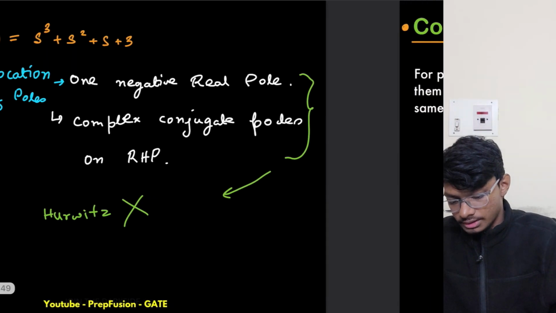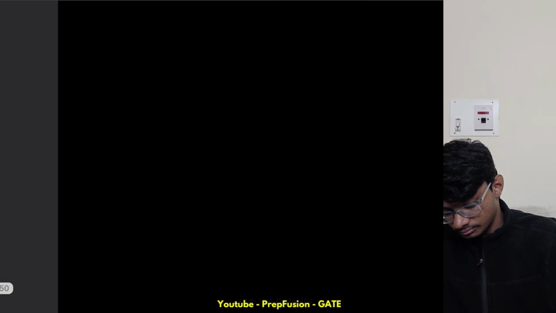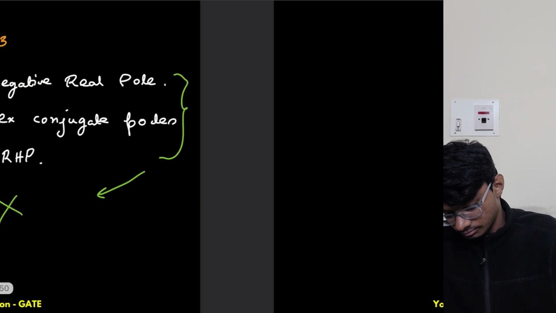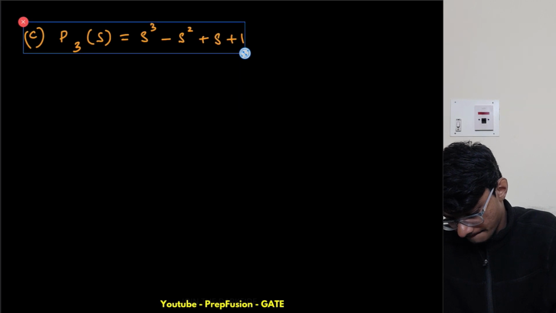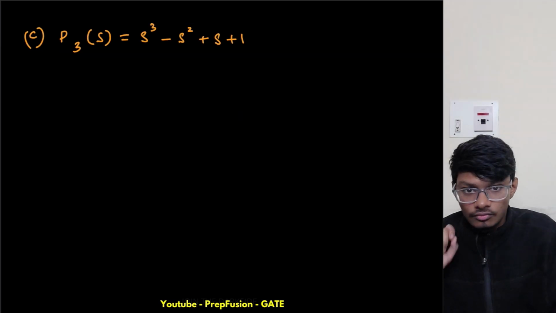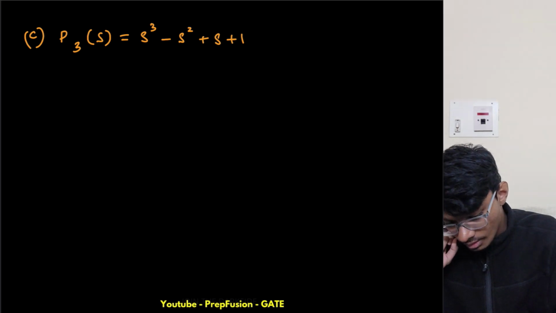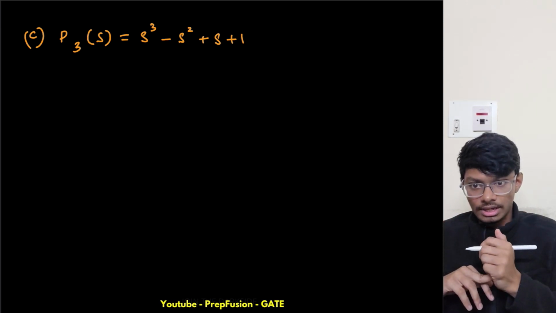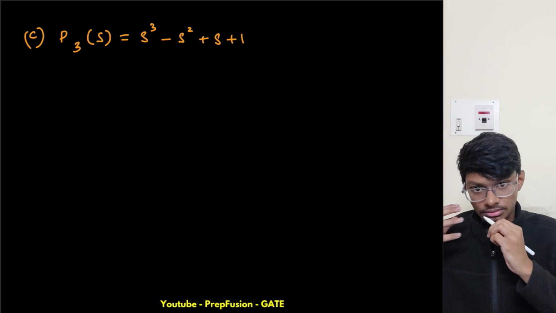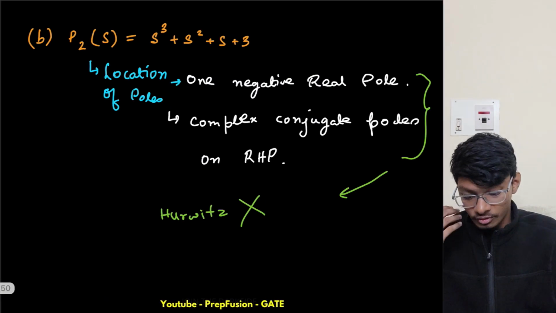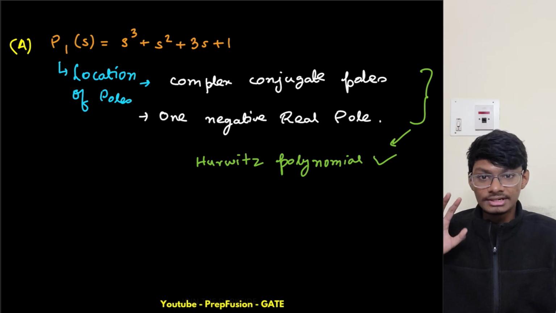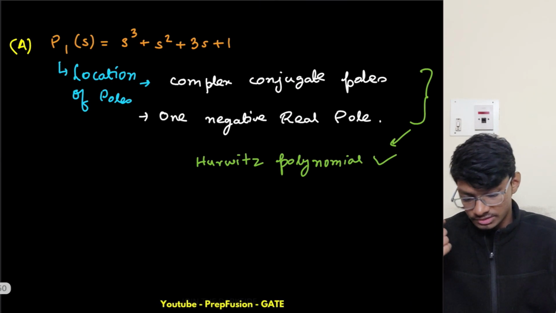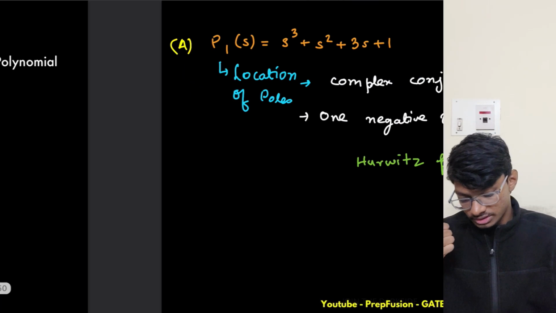Okay, so let's go to the third case, P3. What is happening? What was the first condition? The first condition was that all my coefficients should be non-zero and of the same sign. What I forgot to tell you is that these are third order systems, so here you can't simply apply this condition. That's what I was coming to add.